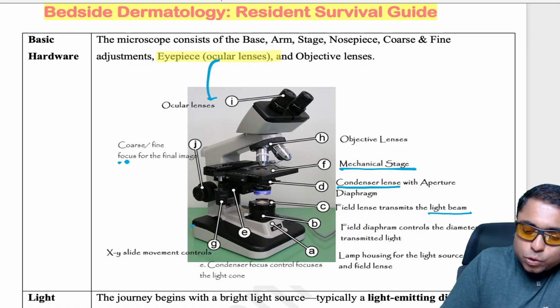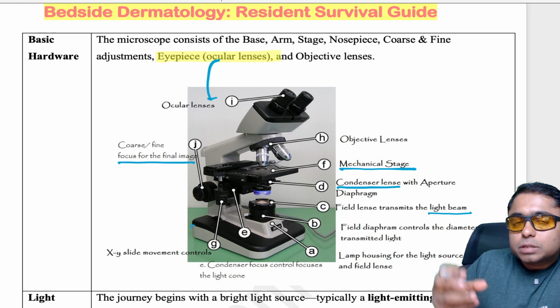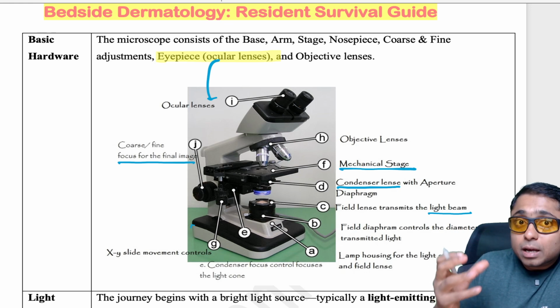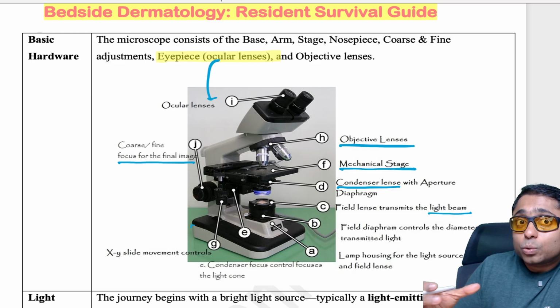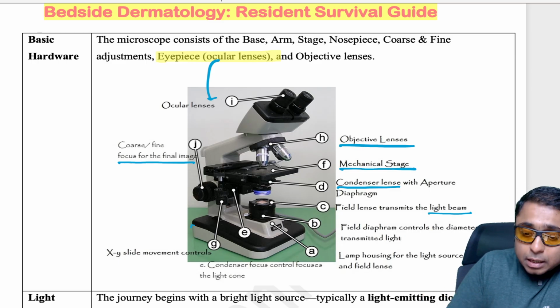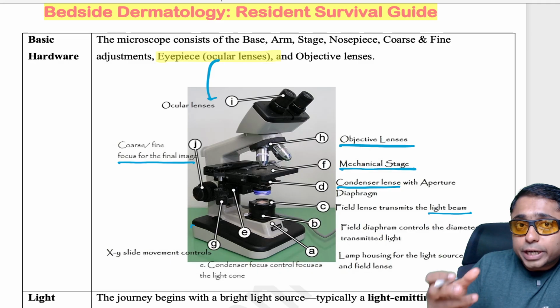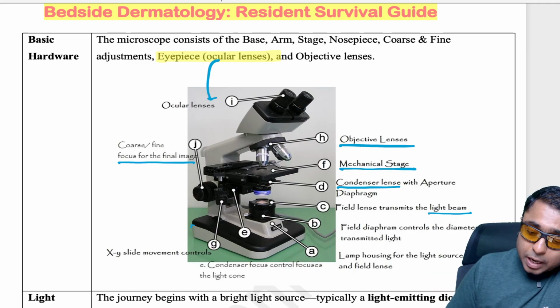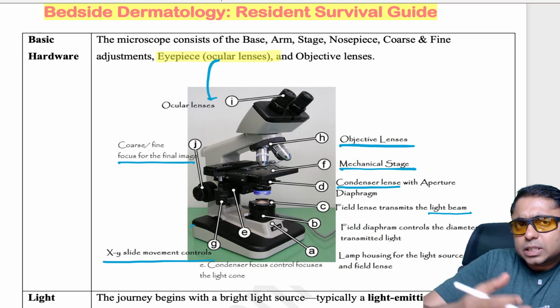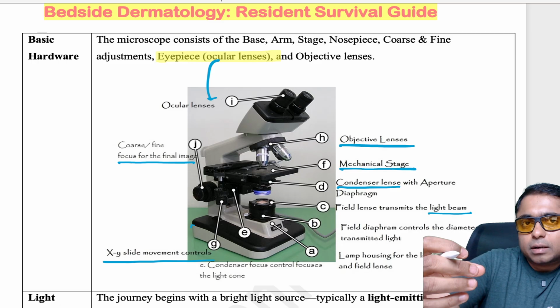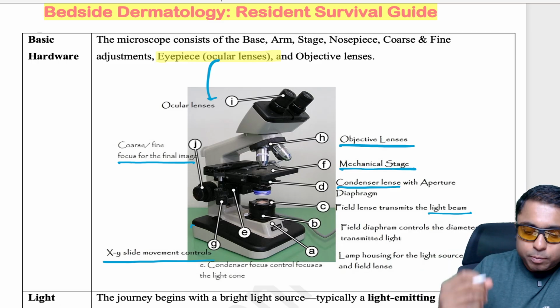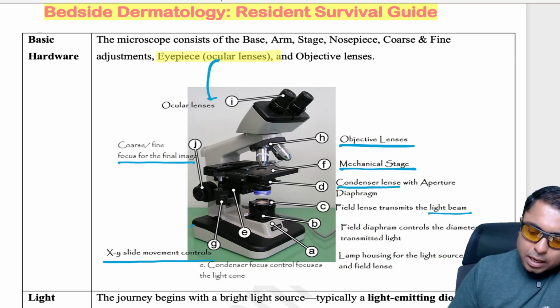Apart from this, there is a fine adjustment and a coarse adjustment, with the help of which the objective lenses and the magnification are changed by the coarse and fine changes you make in the focus. These are the important points. Apart from this, there is the XY slide movement control, with which the slide can move front, backwards, and sideways. So these are some of the important parts of a microscope.